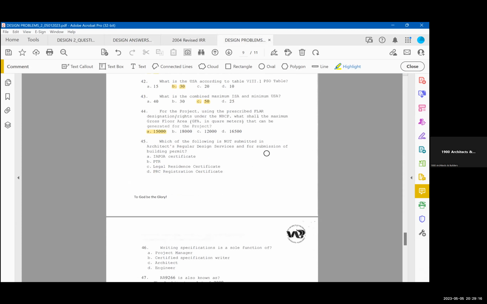Number 45, which of the following is not submitted in architect's regular design services for submission of building permit? A, IAPOA certificate. B, PPR. C, legal residence certificate. D, PRC registration certificate. So, ano answer dyan? Actually, it's letter C, legal residence certificate. Yan yung hindi naman kailangan. But the rest ay kailangan sa building permit.